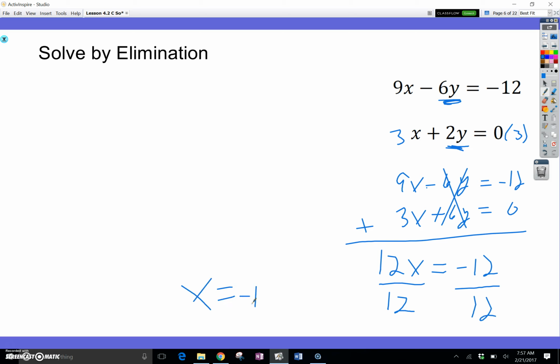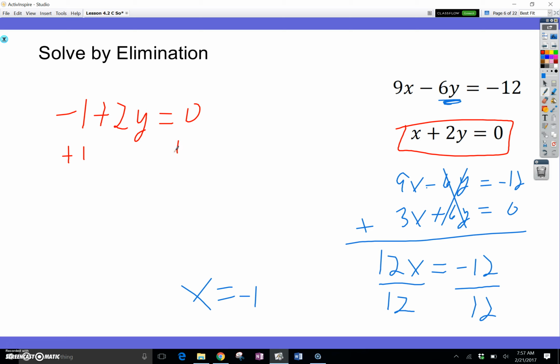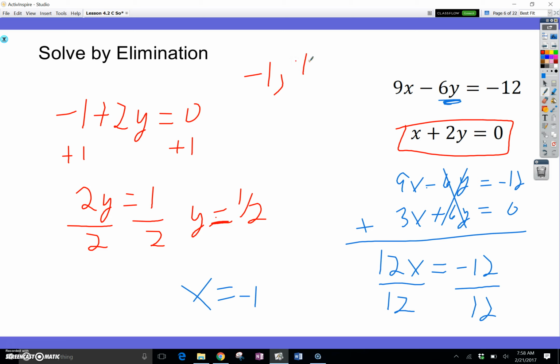Now that I know that x equals negative 1, I'm going to solve it the same way as I did previously. I'm going to plug it back into this equation right here. And that is going to give me negative 1 plus 2y is equal to 0. I'm going to add 1 on both sides to get 2y is equal to 1. I'm going to divide both sides by 2 to get y equals 1/2. So my ordered pair now is negative 1 comma 1/2.